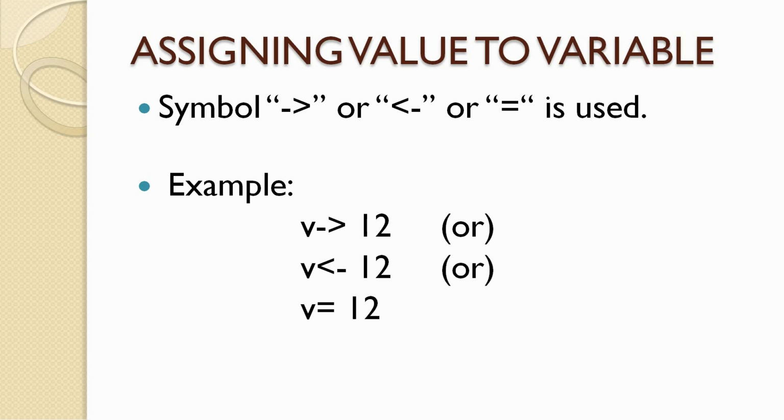In other programming languages, for assignment, we use the equal to operator, but in R programming, we use a right-headed arrow or left-headed arrow, or even equal to, for assigning a particular value to a variable. For example, if we assign v followed by a right-headed arrow with a value of 12, then we get the value of v as 12. Also, if we assign a variable v with a left-headed arrow and a value of 12, then we get the value 12 for the variable v. Also, we can use the equal to symbol as shown.